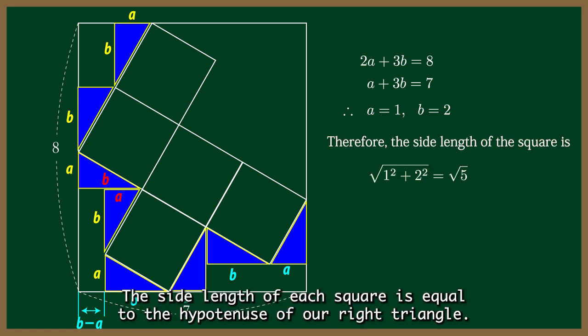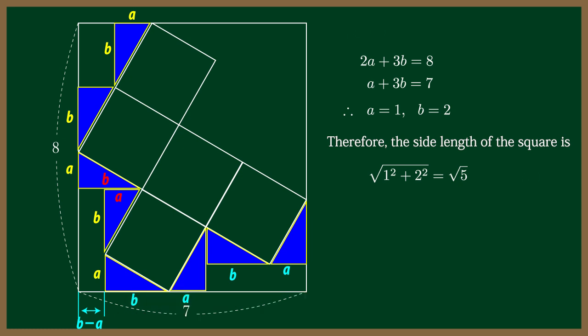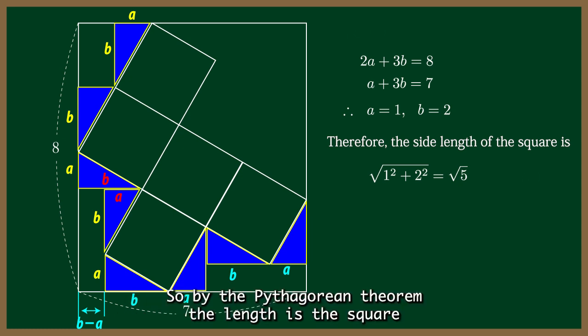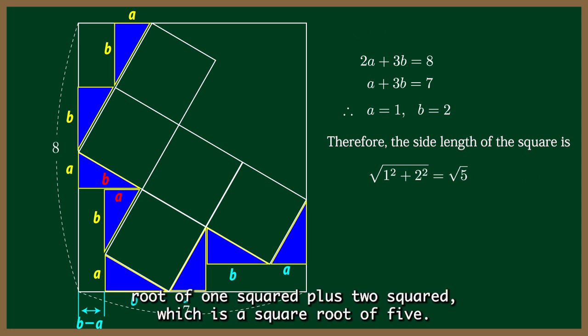The side length of each square is equal to the hypotenuse of our right triangle. So, by the Pythagorean theorem, the length is the square root of 1 squared plus 2 squared, which is the square root of 5.